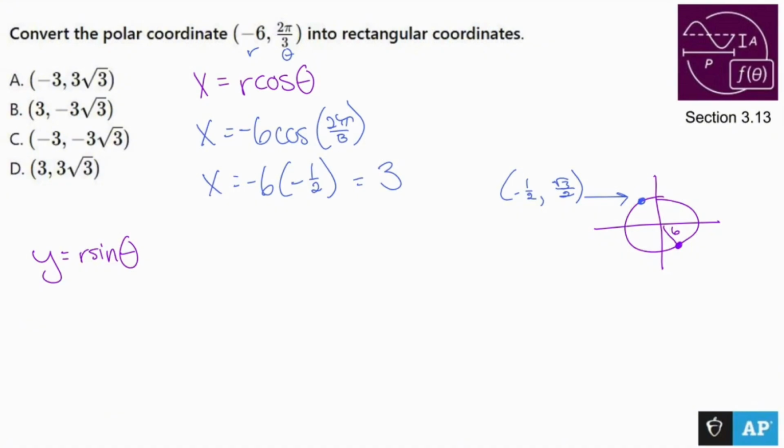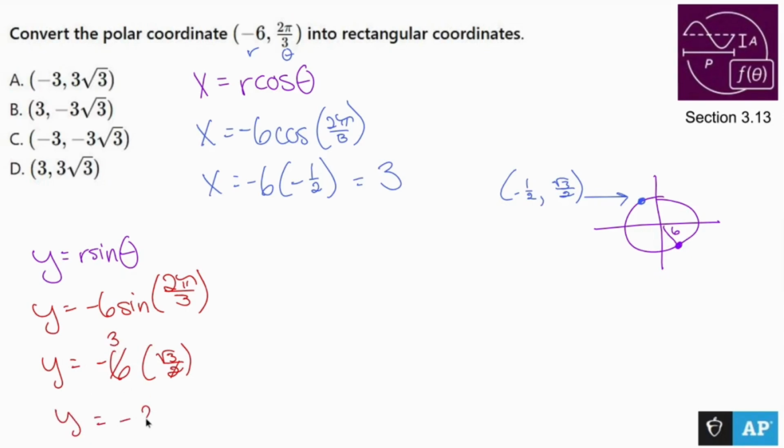Now, in order to do r sine theta, we're going to do basically the same thing. So y is going to equal r, which is -6, times sine. Sine is the y value for 2π/3. So the y value for 2π/3 is root 3 over 2. So y is going to equal -6 times root 3 over 2. The 6 and the 2 simplify, and you end up with y equals -3 root 3.